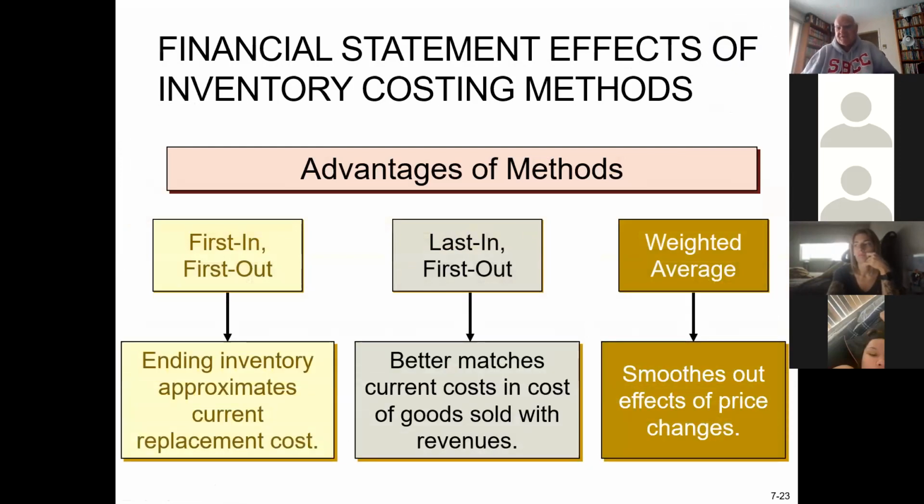Weighted average makes things easy. The only thing with weighted average is you really never know if you're costing the inventory at current prices or older prices. It's kind of a mismatch, but it's a very easy system, as you saw, right? All you do is go to that available line and get the average.